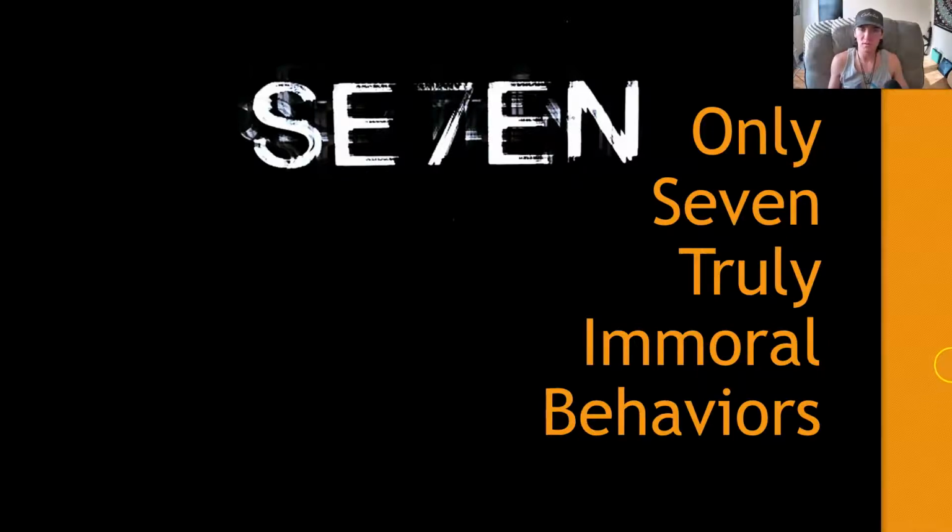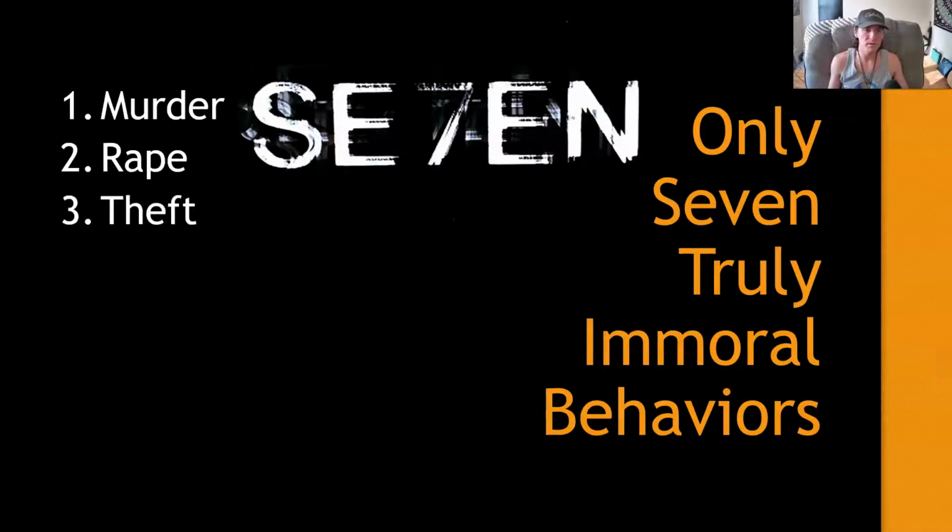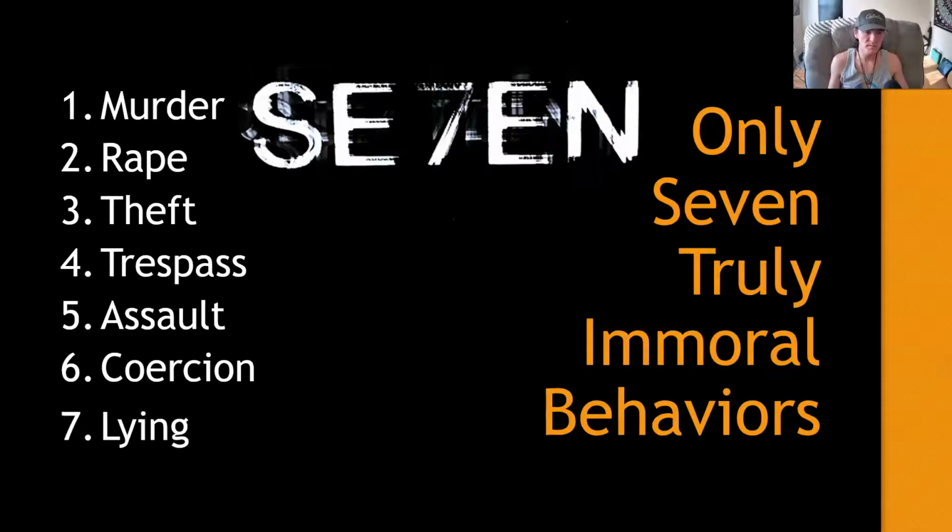So, these 7 immoral behaviors are murder, rape, theft, trespass, assault, coercion, and lying. Very simple.